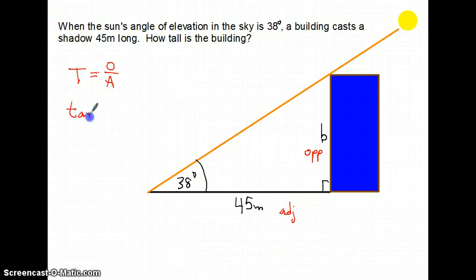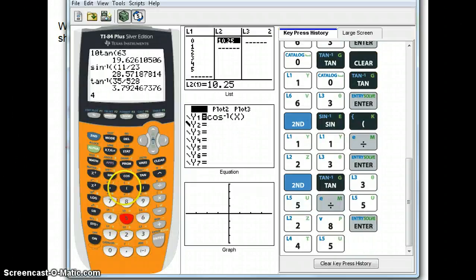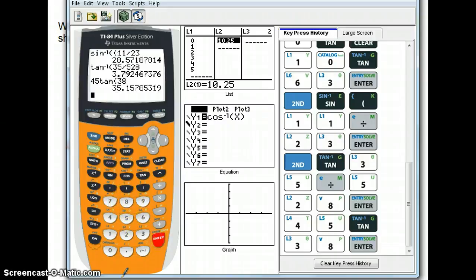So here we go. Tangent of 38 is opposite over adjacent, and we go from there and do some not so fancy algebra. All I gotta do is multiply both sides by 45 and I'll find b, and that is approximately, handy dandy calculator, 45 times the tangent of 38 is just about 35.2, sure.